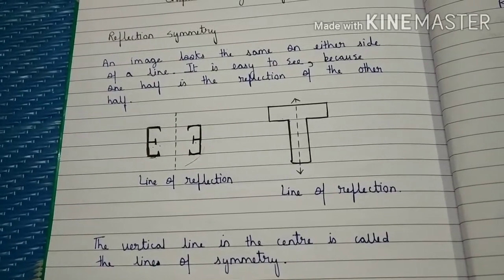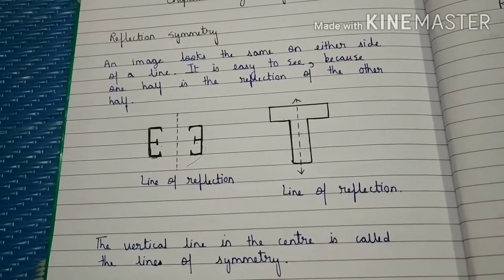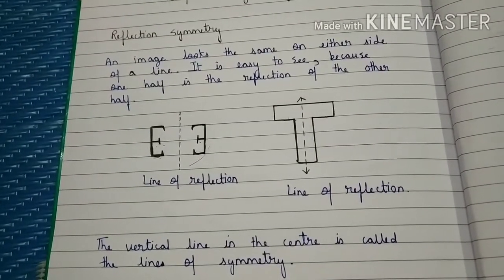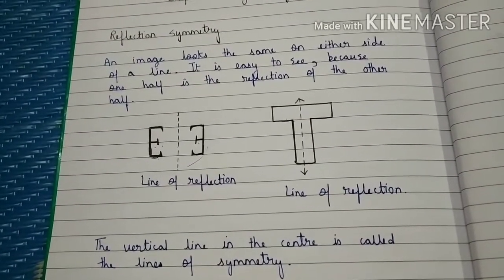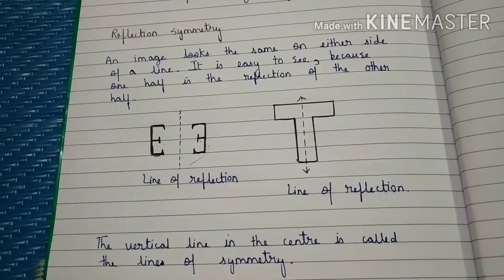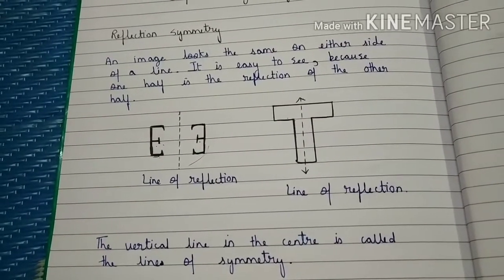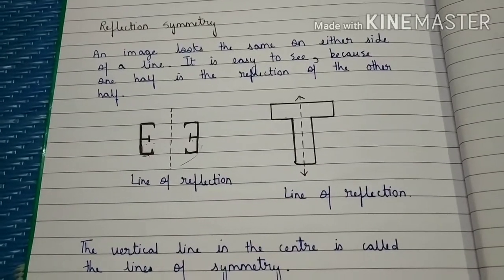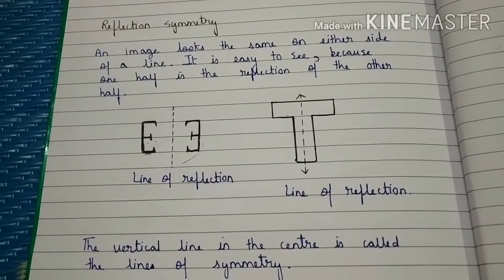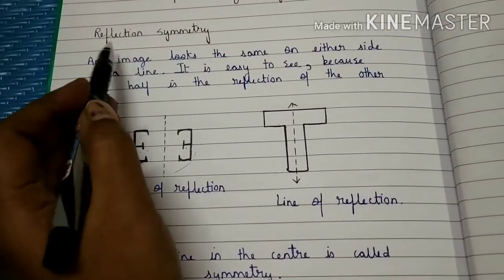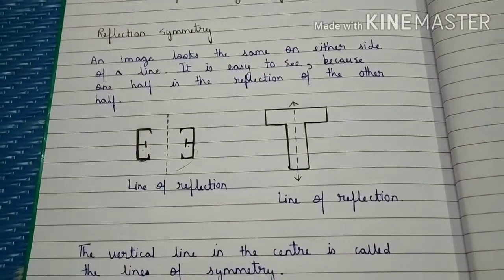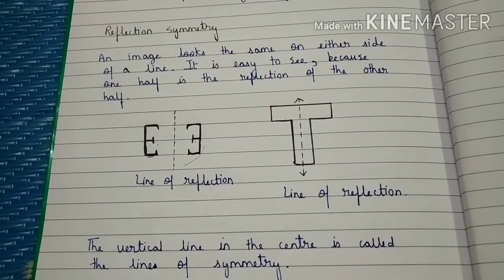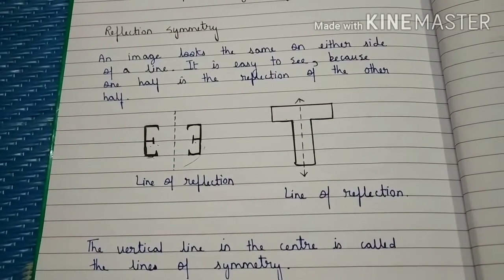Now students, one more example I will give you. When you look at yourself in a mirror, you will see the image. This image is the reflection of you. So students, this type of reflection is known as reflection symmetry. Students, I hope you all have understood the concept of reflection symmetry.